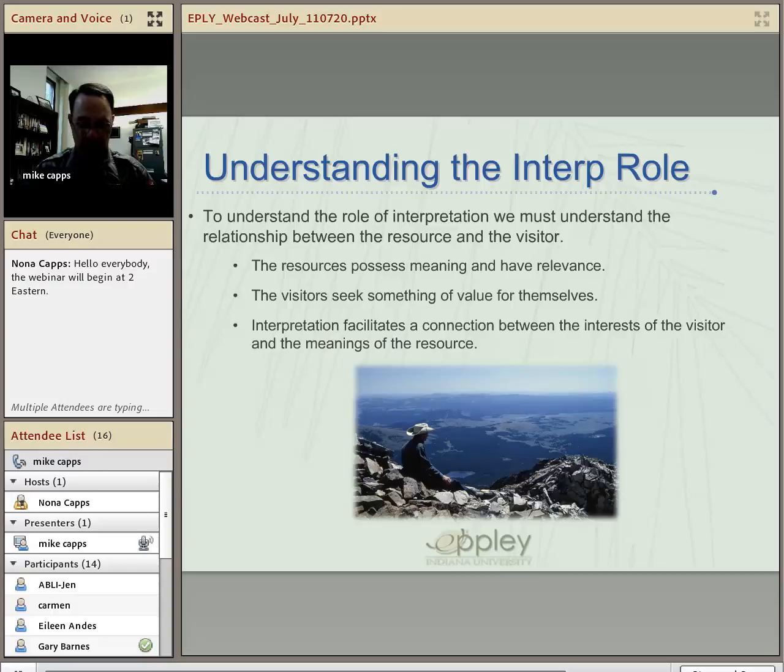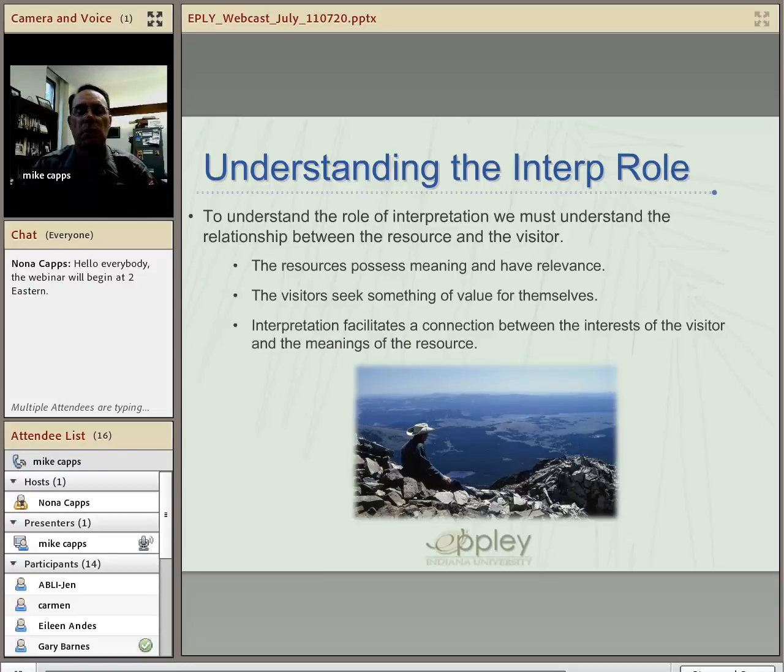Which leads into the second tenet, which is that the visitor seeks something of value for him or herself. They believe that there's something worthwhile in the resource. For the Lincoln person, it's the connection to Abraham Lincoln. For the family who's looking for a family activity, that's the connection that they have with the resource. So again, it just depends upon the individual.